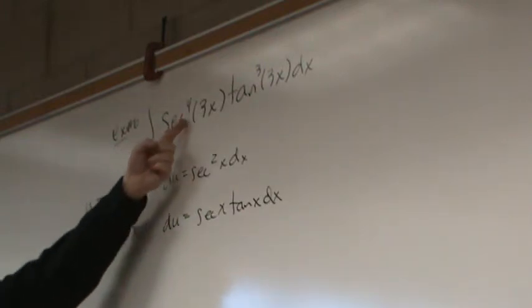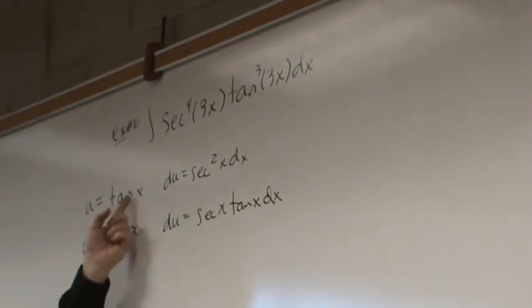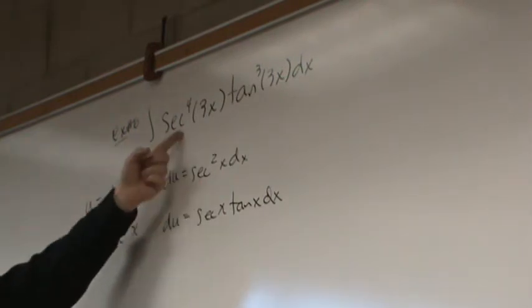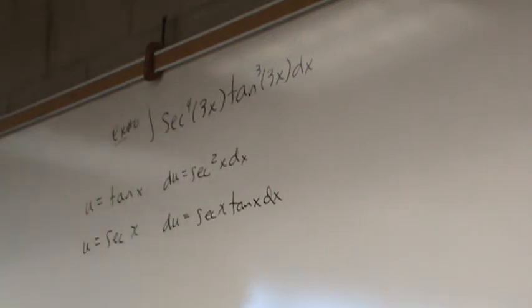If your power of secant is even, then go with u being tangent of x, so your du is secant squared, and then all the other even secants you can turn into tangents, because one plus tan squared is secant squared. Is that what it is?